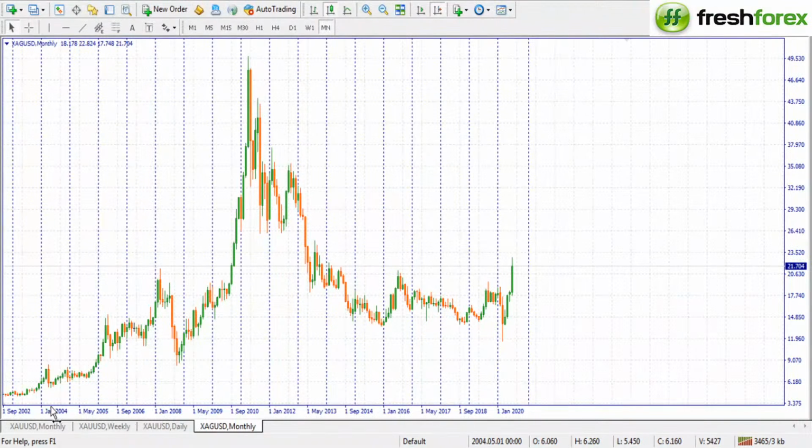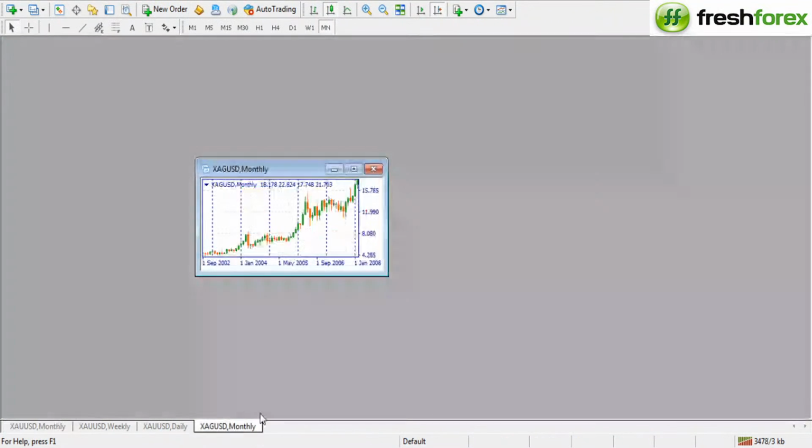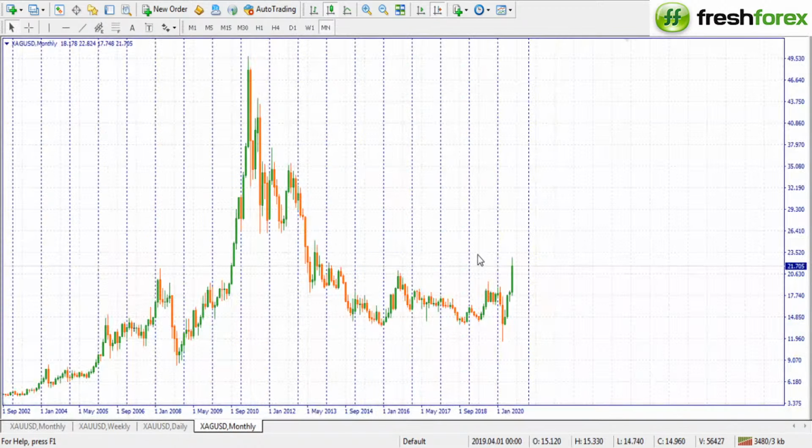These two are supposed to be moving in the same direction. Both of them are metals. We expect them to be rising at the same time. So if this one has gone back to this level while silver has not done the same thing, that means gold may likely reverse to the lower side.